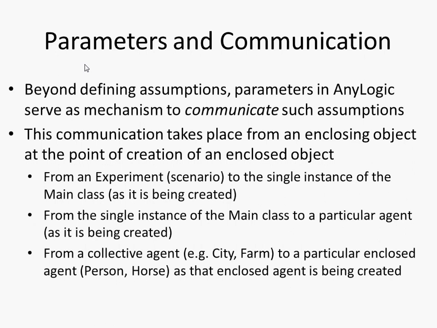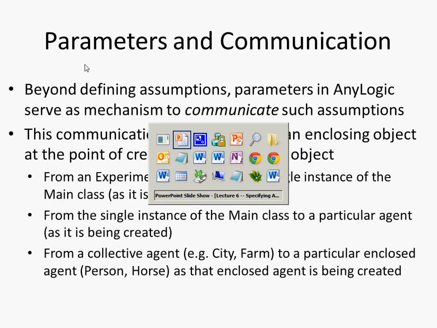We're specifying here from the experiment, that's the enclosing thing, and it's telling this main within it, hey, I'm going to create you, and you've got to assume this. And main says, yes, sir, or yes, ma'am, and it gets created. Okay, so alternatively, the main class could have agent populations in it, right? We saw that last time.